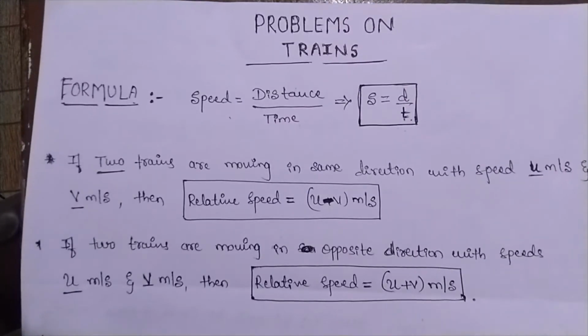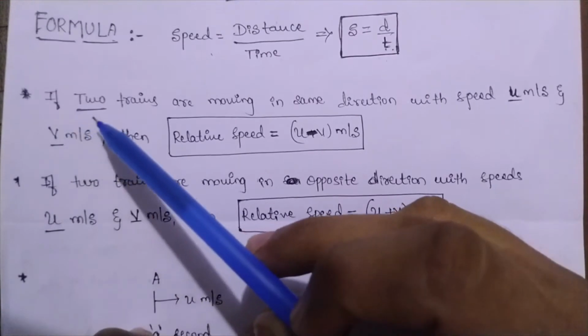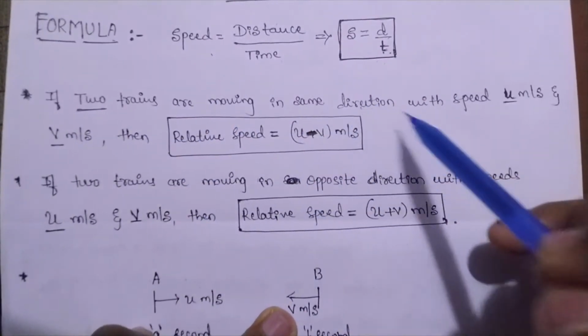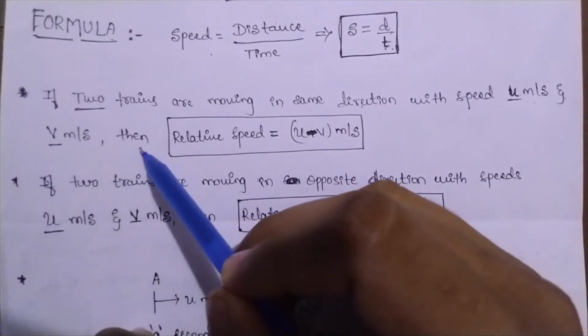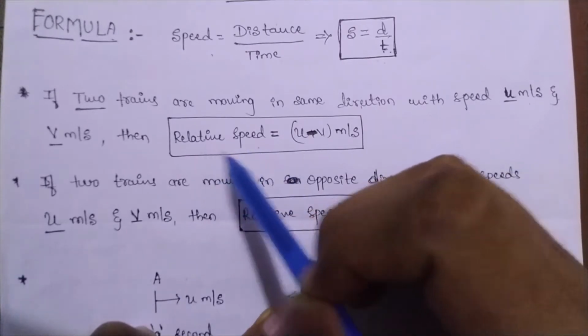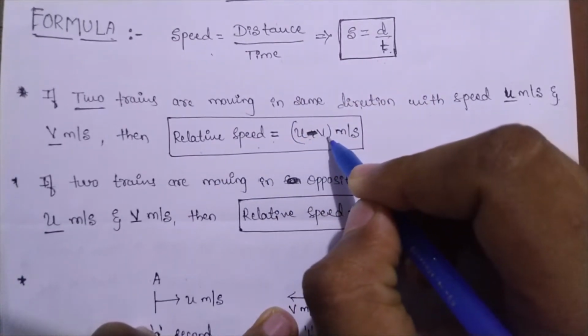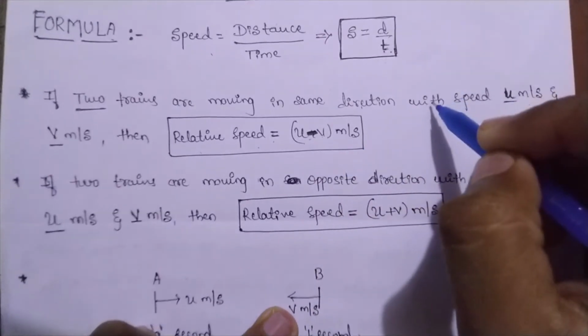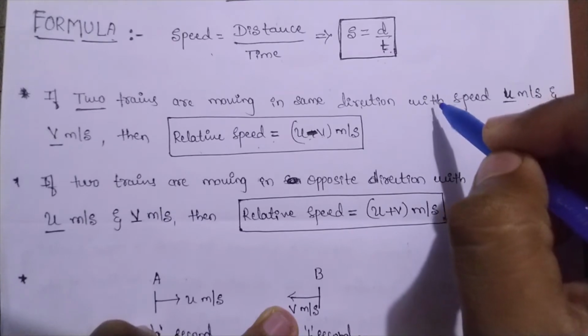So let's move to some of the basics. Let us consider two trains moving in the same direction with speeds u meter per second and v meter per second. Then the relative speed of both the trains is given by u minus v. That is, the speed of one train is subtracted from the speed of the second train.